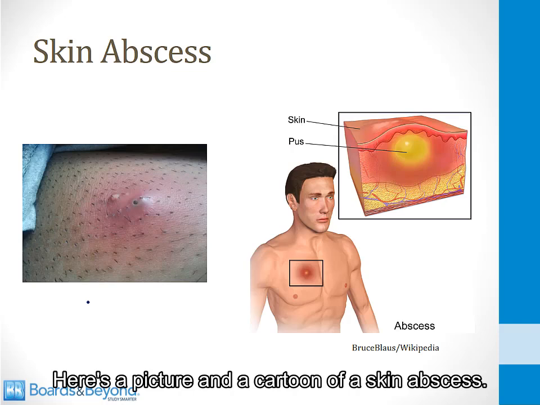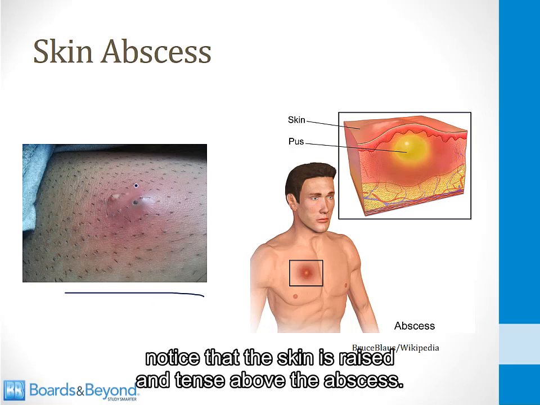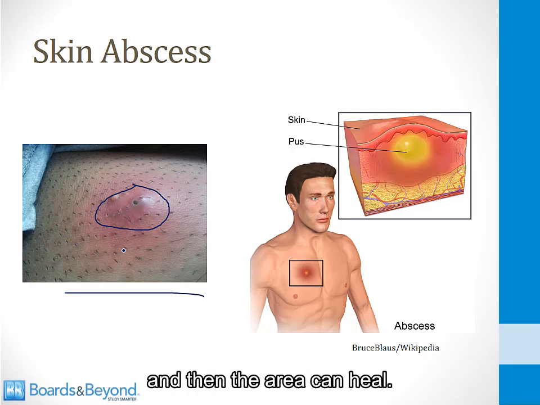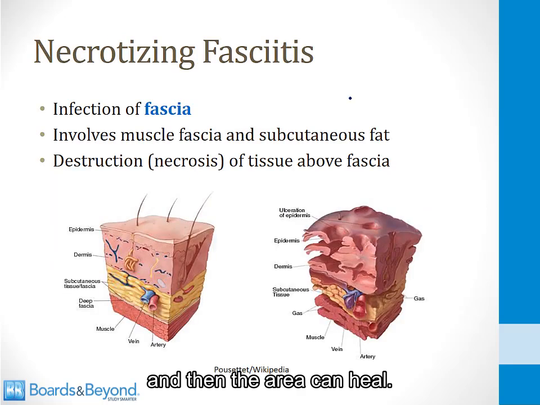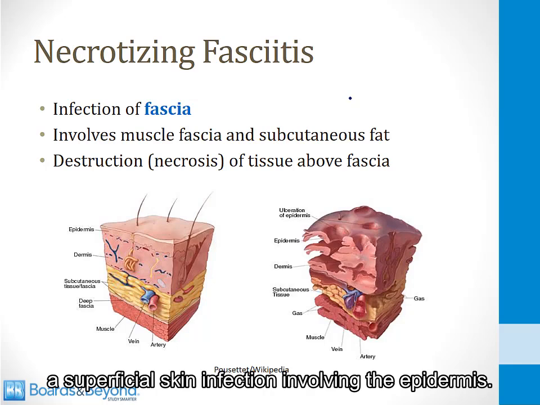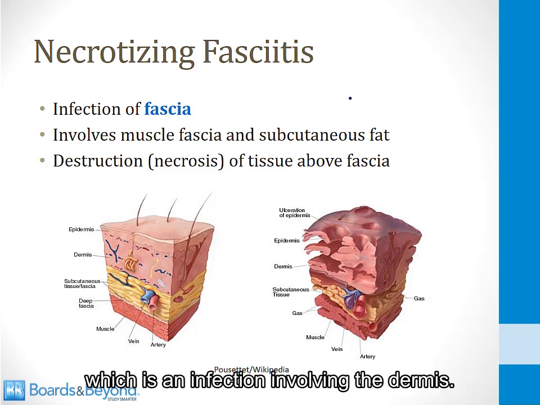Here's a picture and a cartoon of a skin abscess. If you look at the picture on the left side of the screen, notice that the skin is raised and tense above the abscess. This needs to be incised and drained to let the pus out, and then the area can heal. So now we've talked about impetigo, which is a superficial skin infection involving the epidermis. We've also talked about cellulitis and erysipelas, which is an infection involving the dermis.